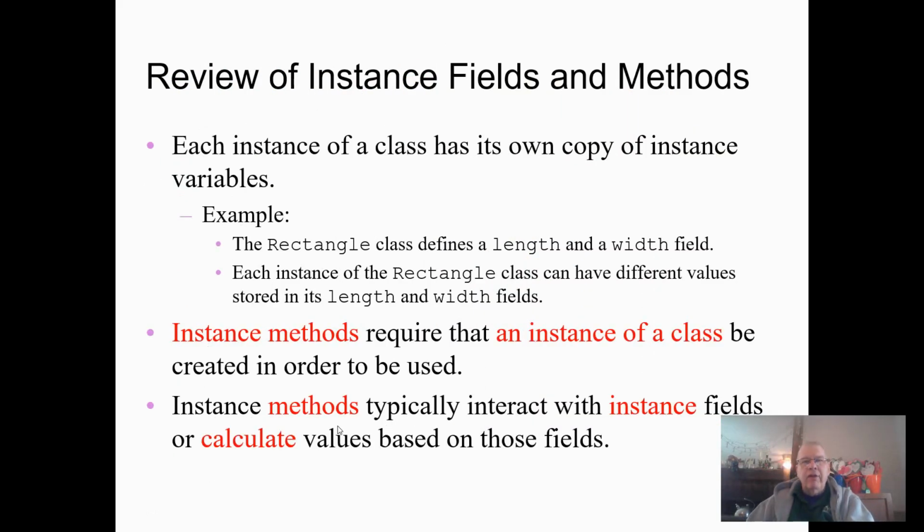So let's review instance fields and methods. First of all, each instance of a class, in other words, each object created from a class, has its own copy of instance variables. So we saw the Rectangle class, it has length and width, and those apply, of course, to the specific rectangle. Instance methods are basically one method for all the instances, but they require that you have an object of the specific class in order to call them.